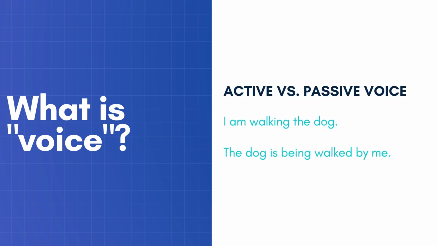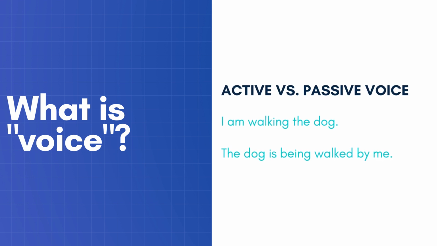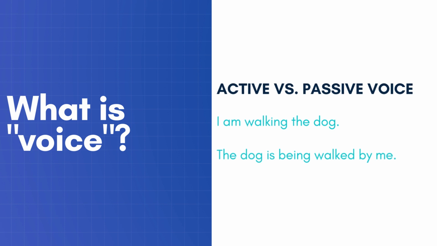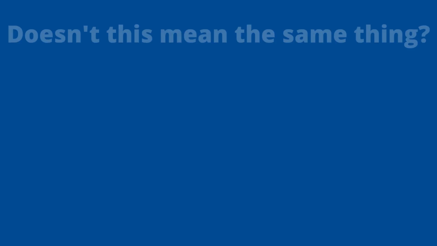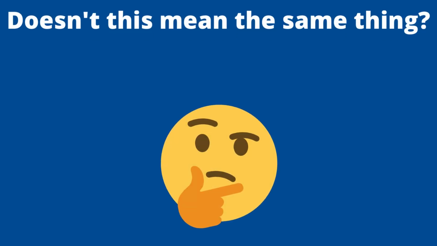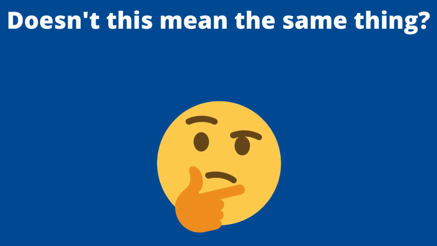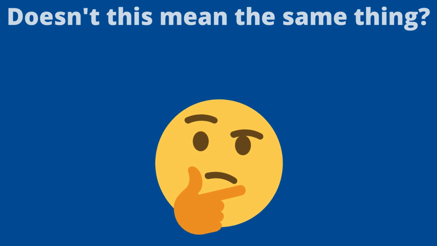So you want to remember that when we say voice, what we're talking about is basically how the verb is being used and whether or not the subject is doing something or something's happening to the subject. So, for example, it's the difference between saying I'm walking the dog and the dog is being walked by me. Now we've said this before, but you might pause and say, doesn't this mean the same thing? And technically it kind of does. It's in a similar vein, but they're not the exact same thing, even though they might sound similar.